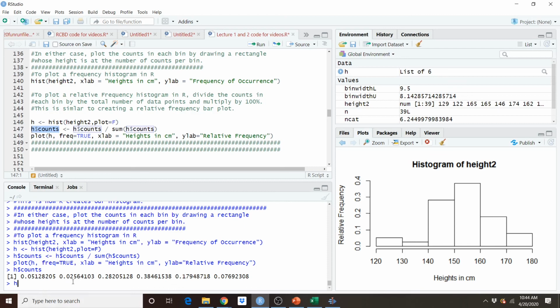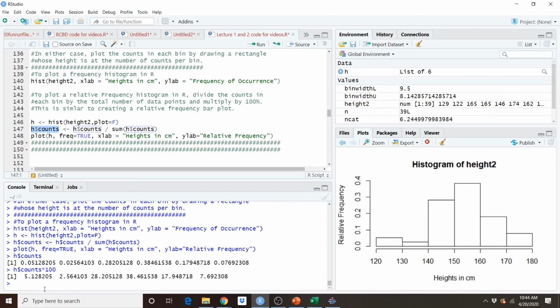So if I look at $counts and I multiply that by 100, I get 5.12%, 2.56%, 28.20%, 38.46%, 17.94%, and 7.69%.